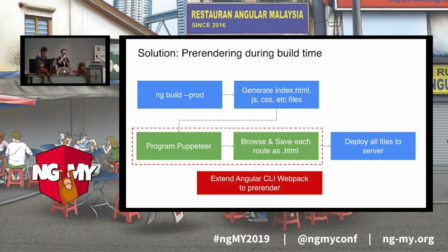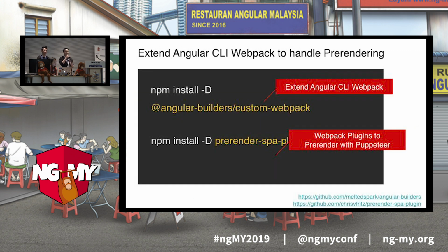So going back to the build, we append Puppeteer in the build process. And next it will help us to capture the files and deploy all the files to the server. So how do we achieve that? Basically, we need to extend the Angular CLI webpack. You need two things to do this.